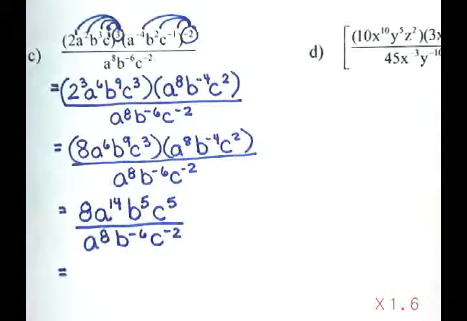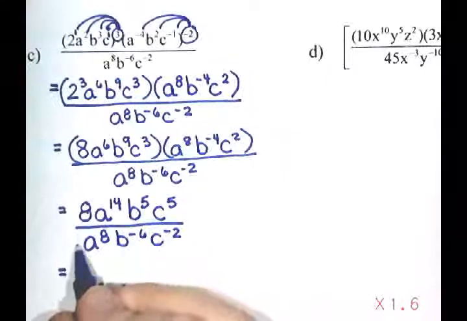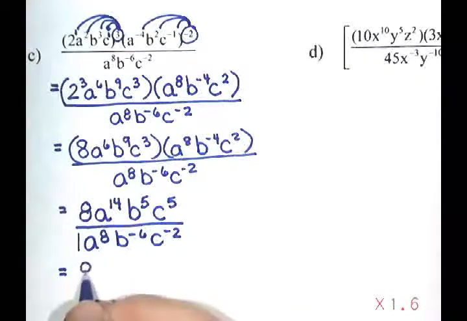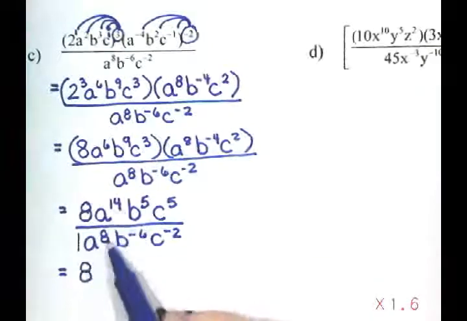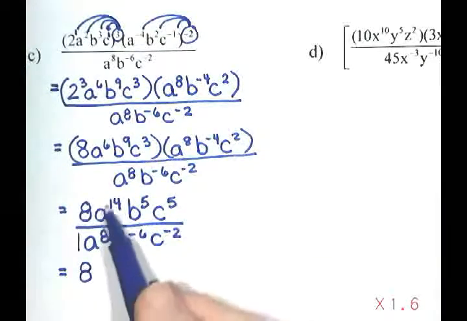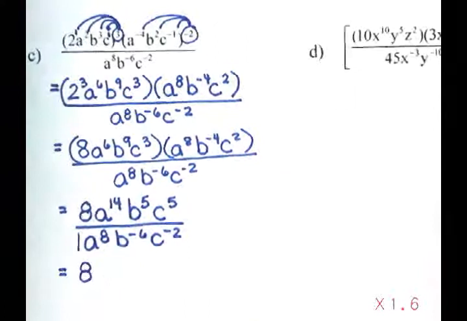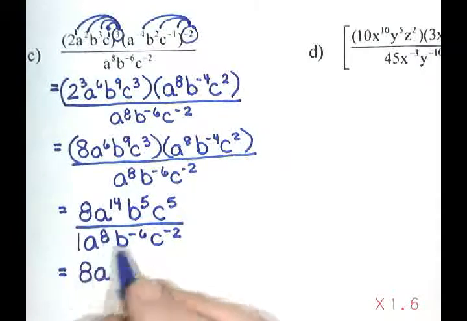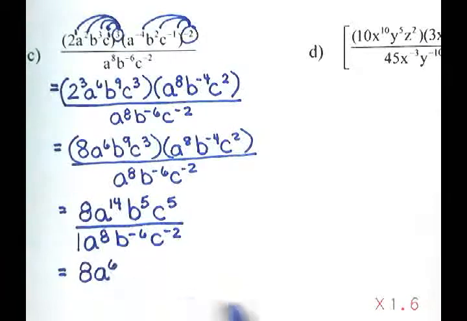Okay. Up next, we just have our division to do. So the coefficient in the denominator is that secret 1. 8 divided by 1 is 8. And then we do our exponent laws on all the variables. So the rule for dividing is that we subtract the exponents. So a to the power of 14 take away 8 is going to be 6.